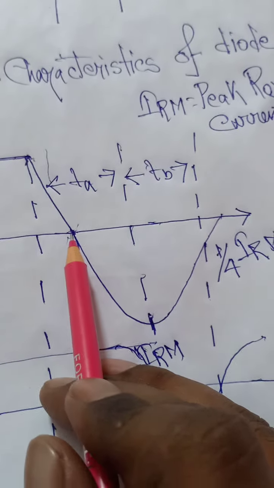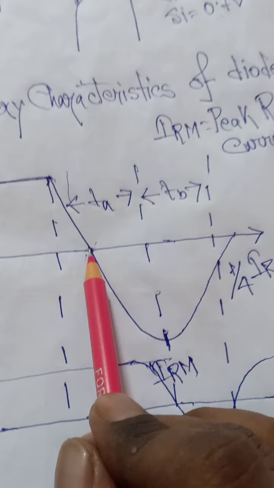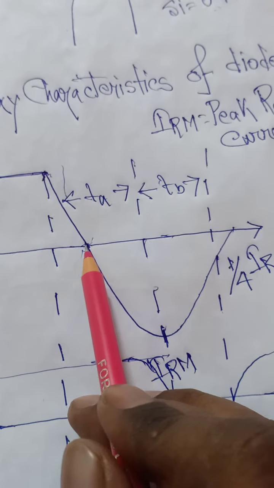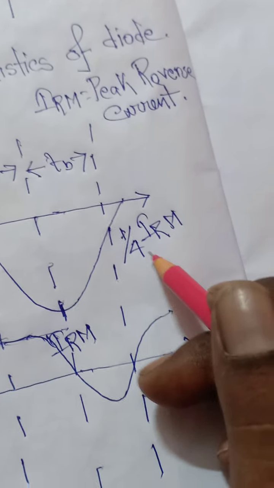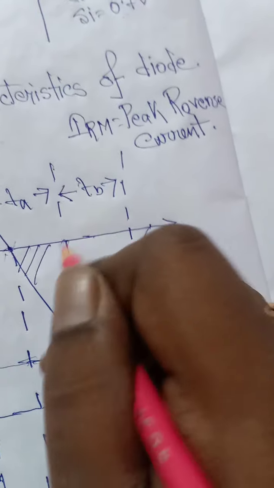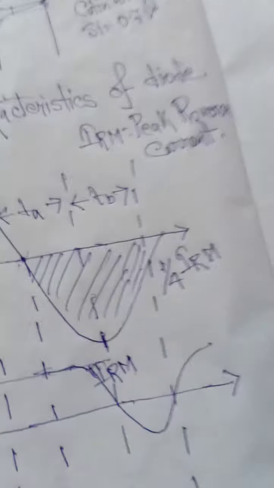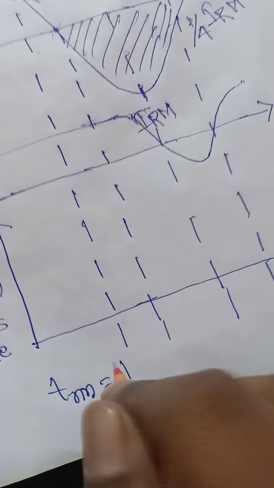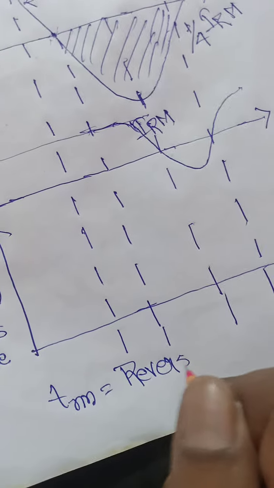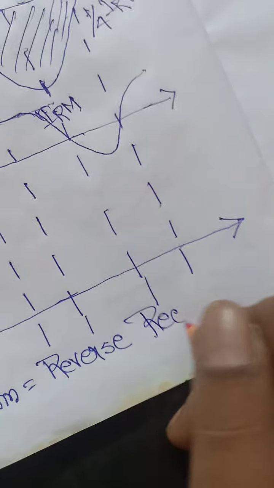So what will happen at that moment? When the forward diode current flows in the reverse direction, initially from 0 to 1 by 4, that is 0.25 IRM, at that moment the storage charges will be removed, and the time taken to remove the charges is called the reverse recovery time. I write it as TRR. It stands for reverse recovery time.